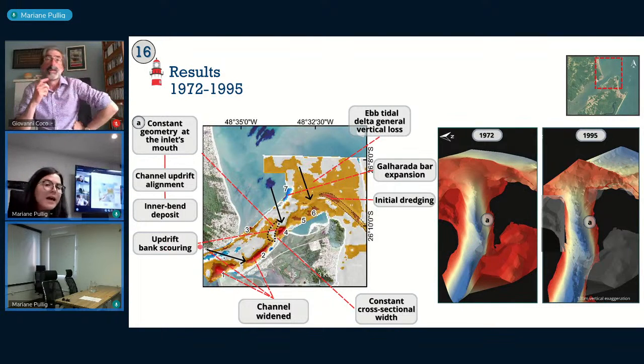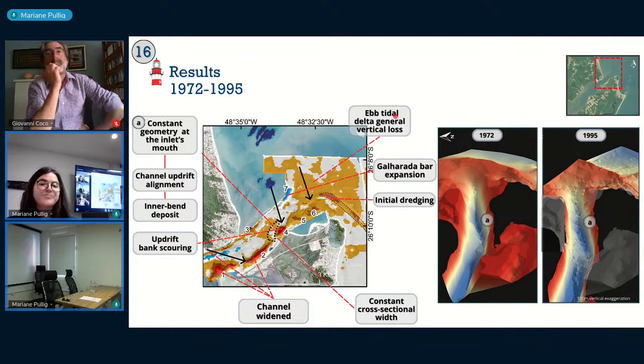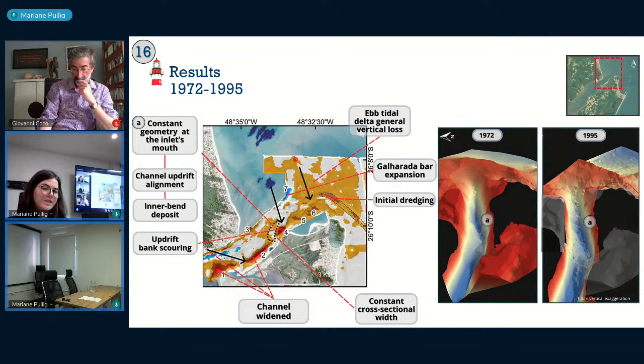That's because the updrift bank remains scoured on its landward part, and the Galerada bar keeps expanding during the next 20 years. More than that, during this period, we had a general vertical loss along the epitidal delta, as you can see here in orange. And we also had the deepening of the dredged shipping channel, as I explained.